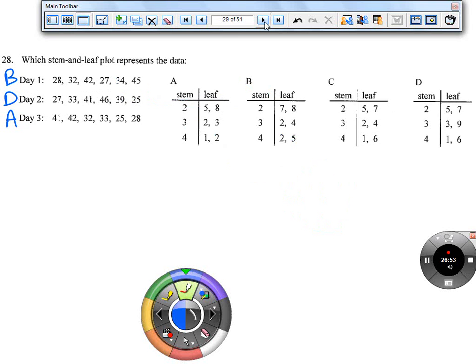Stem and leaf plot. So the stem will be that first digit. So it looks like our lowest numbers are 27 and 28. So we would look for a stem that had a 2, and then on the leaf it would have a 7 and an 8. So that's why this one works, because you can see the 7 and the 8 there. The 3 should have a 2 and a 4, so you can see that. And then the stem of a 4 should have a 2 and a 5, so you just look for that.